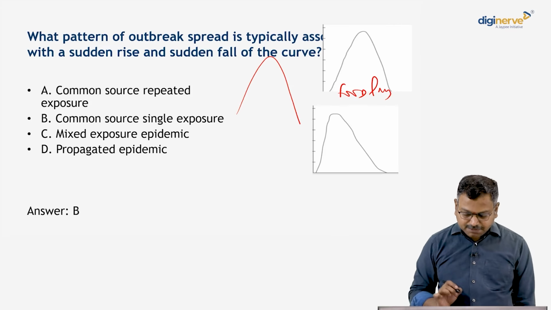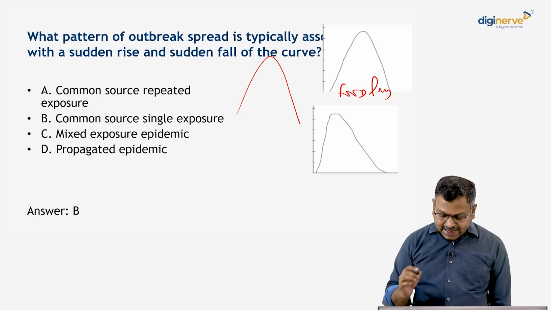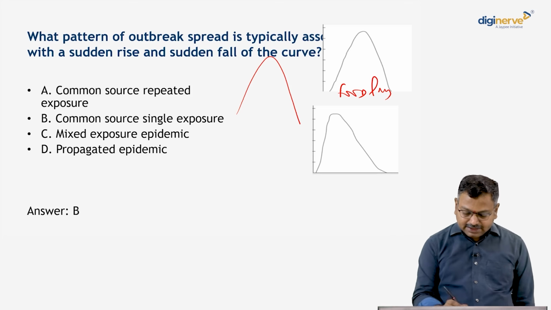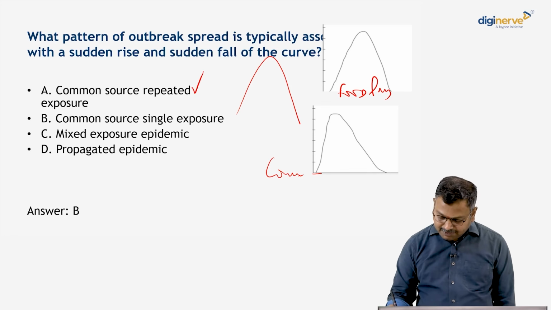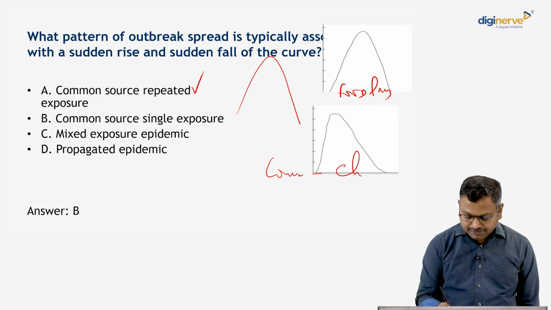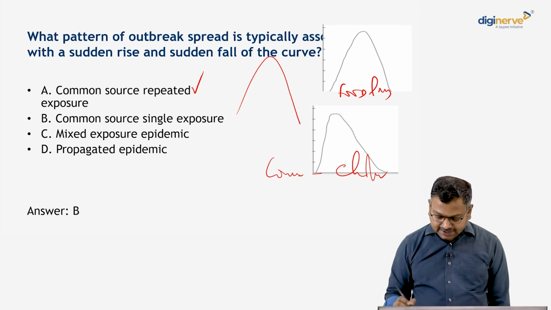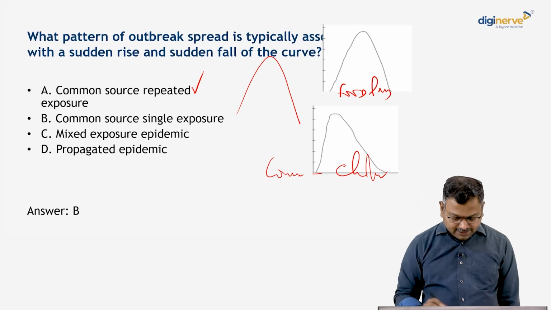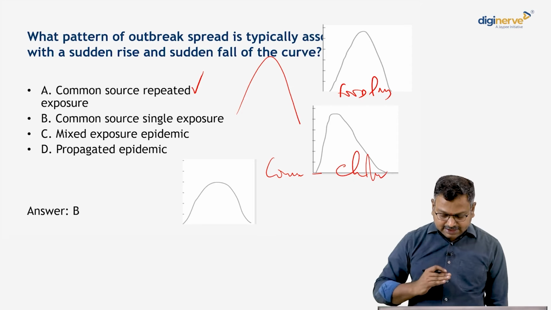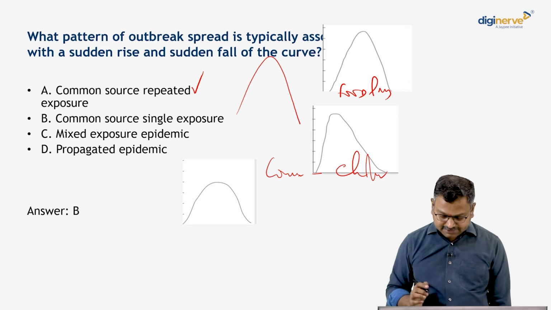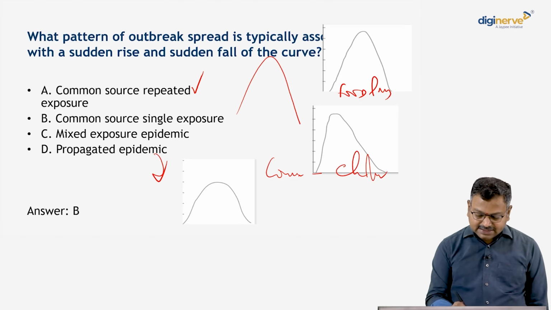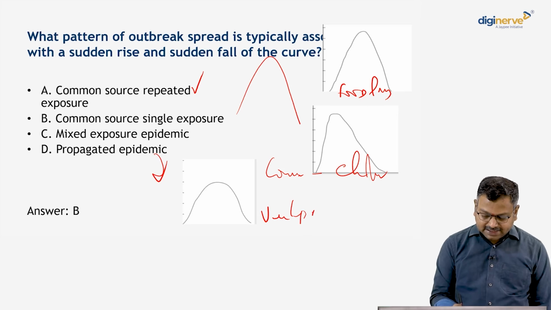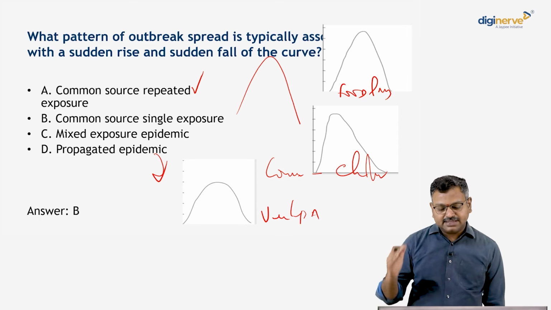You could have the next pattern, a sudden rise and a gradual fall. Here it is a common source but with repeated exposure. A classical example for this is cholera. Next you have the third pattern, the gradual rise and gradual fall. This is what we call a propagated epidemic, which is classical for viral hepatitis A. So gradual rise, gradual fall.